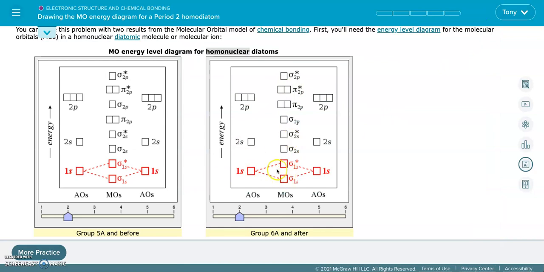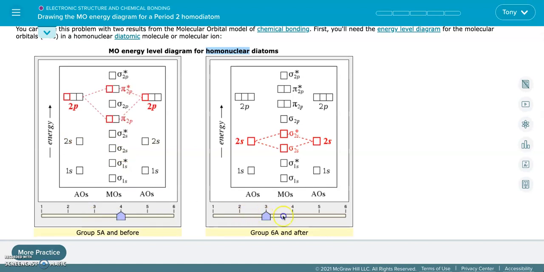You'll notice from the beginning, they're the same until we get up here. So here we're showing the overlap between 2s and 2s: sigma star 2s here, and our bonding orbital, just a sigma 2s. Here is where we're going to start to see a difference. For group 5A and before, the bonding pi molecular orbital is actually at a lower energy than the sigma orbital here.